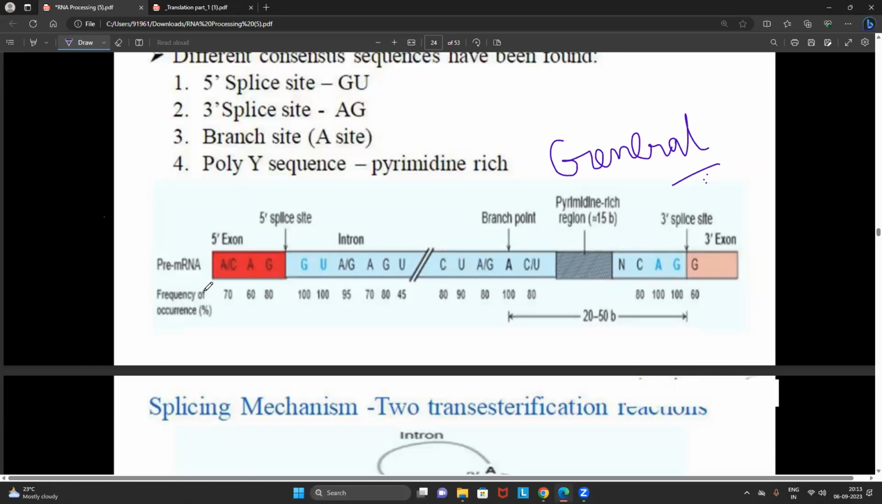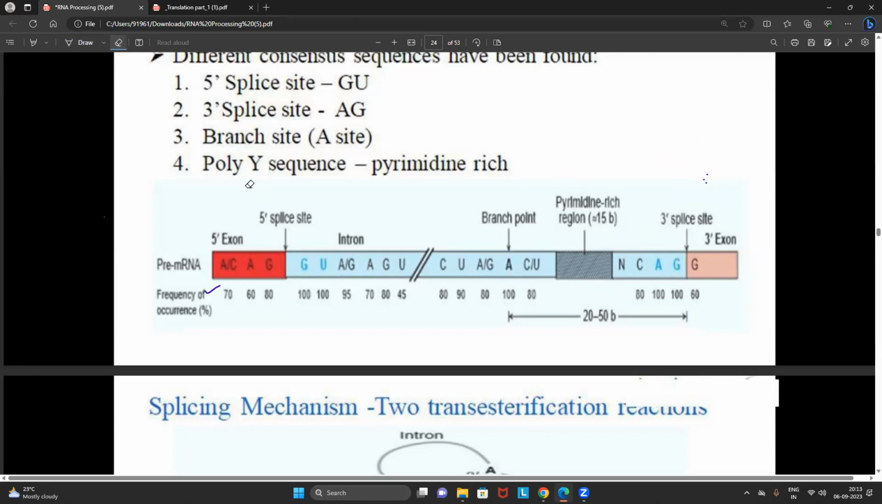All the students listen. This is called the 5' exon. This is called the intron. Listen to my statements very carefully. The entire process of splicing depends exclusively on the branch point. Exclusively. And there will be another exon. So listen to my words very clearly, friends.